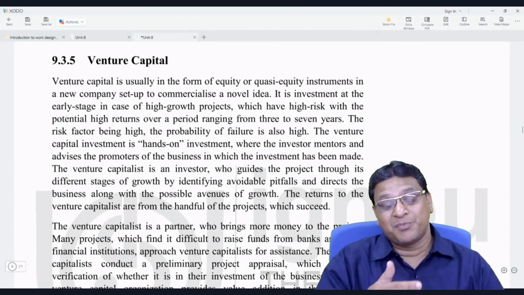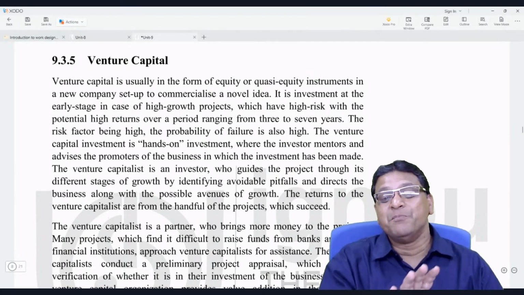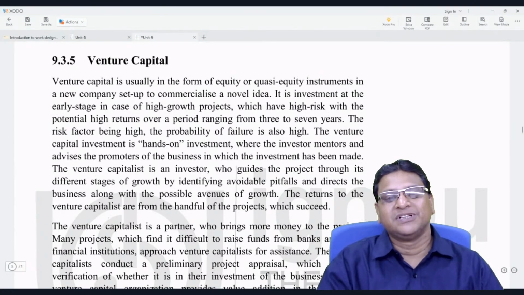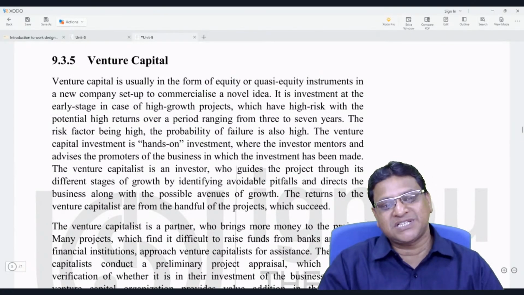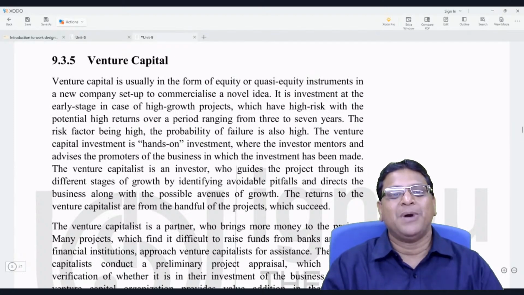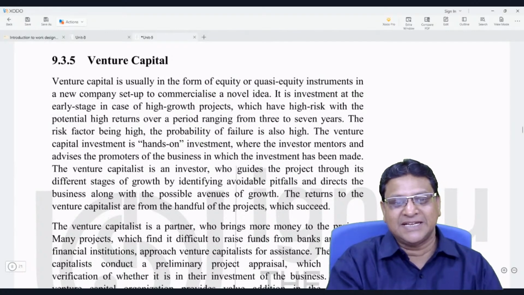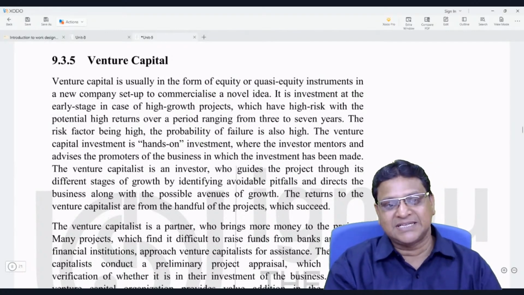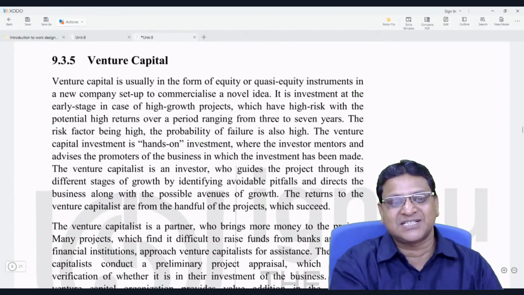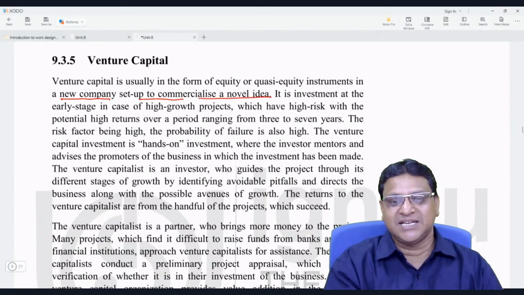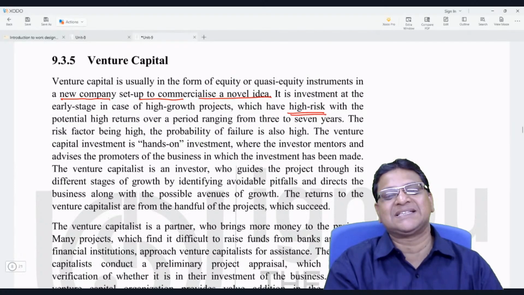This type of product financing, generally banks and other instruments do not support this type of business. This type of business is supported by different venture capitalists. The venture capitalists are those entities or organizations or persons who generally invest in new companies set up to commercialize a novel idea. They generally invest in high risk projects.